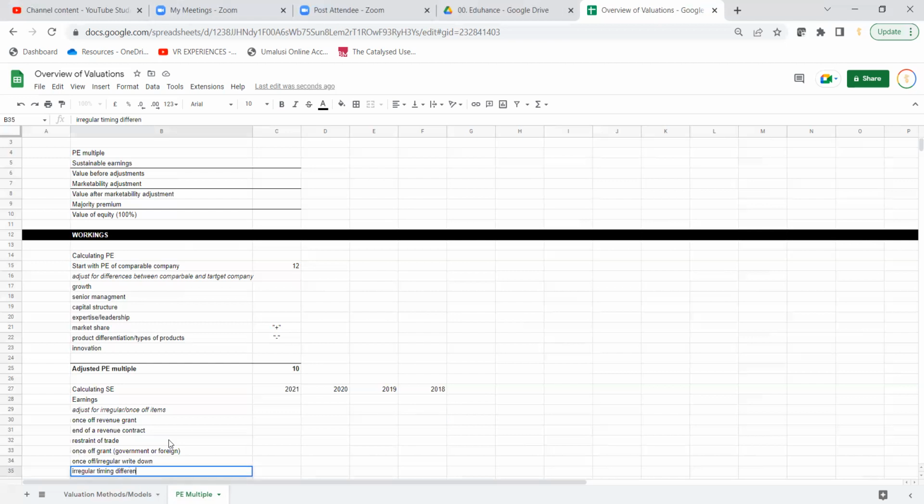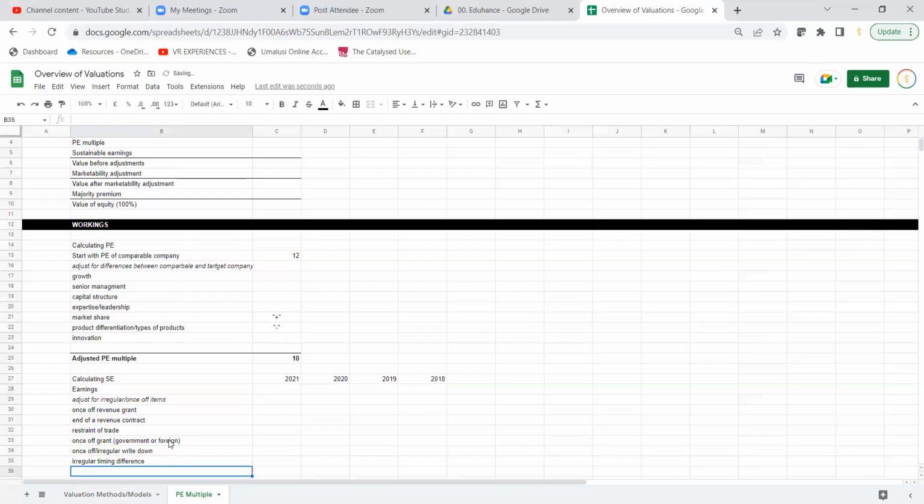timing difference. Okay, so for example, in the case of India, there's the flood, right? So that is a once-off, so it's not going to happen all the time, or we don't expect it to happen all the time. So with the floods, there were major write-downs, impairments, and all of those type of things. That's not going to happen every single year. So as a result, we'd have to adjust for that item, okay? Because they don't expect it to happen every single year.